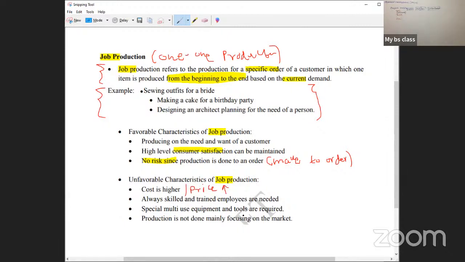Always skilled and trained employees are needed. You never know what's about the next order. You never know about the requirement of the customers for the next order. So it's always changing. So you need to have some skilled and trained employees.